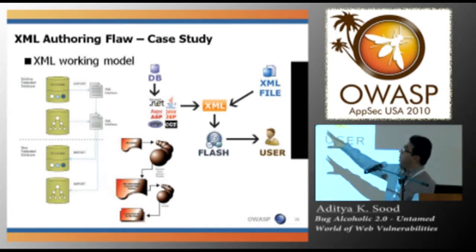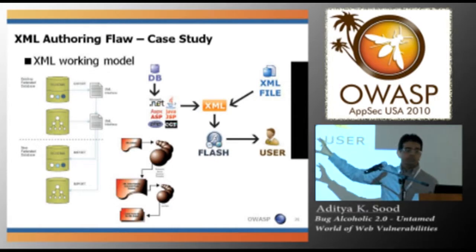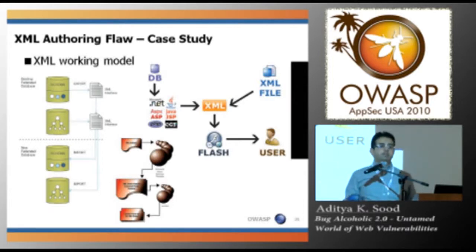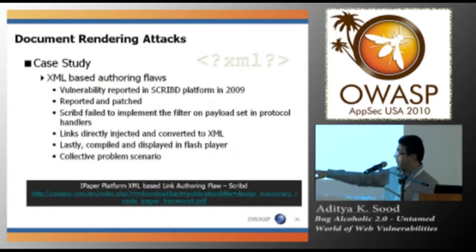To understand the flow a little bit: you have your database, and a server-side language, .NET, ASP, Java, whatever, interfacing with the database. There is an XML file which has some configuration in it. It builds the XML file based on some information from the database, and it renders in Flash, and the user views it. This is quite a general platform for Scribd when we gave that vulnerability. We have actually released a detailed white paper, XML-based platform link on flaws, and you can download it.